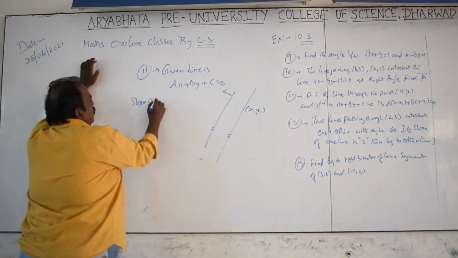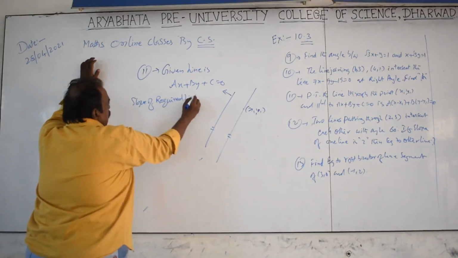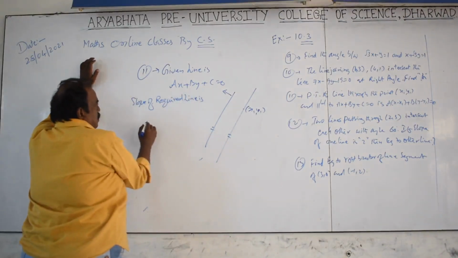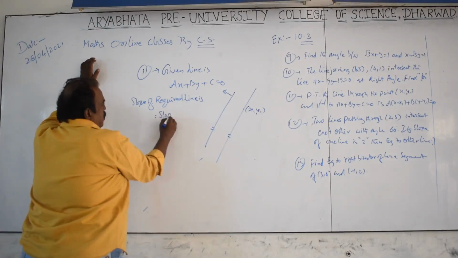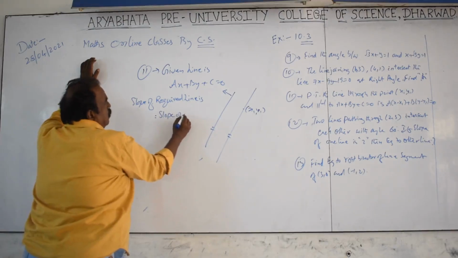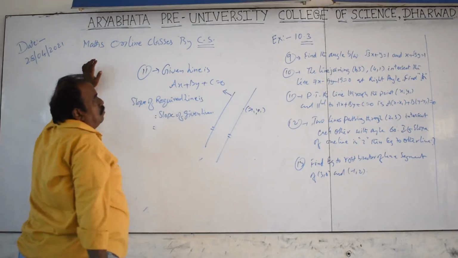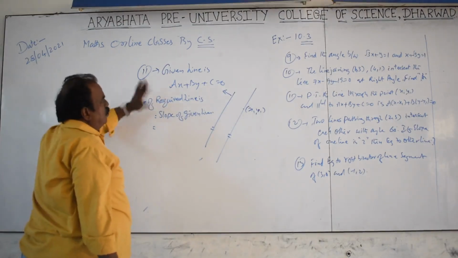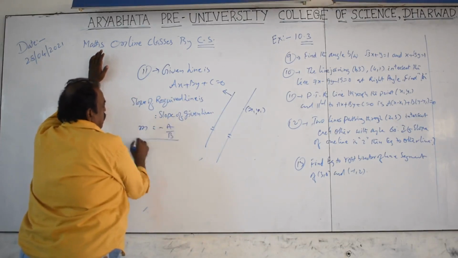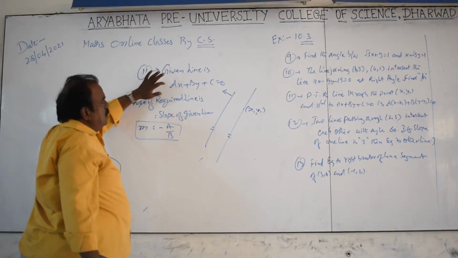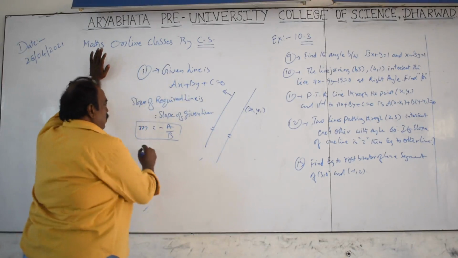The slope of the required line is nothing but the slope of the given line. Don't confuse them, because both are parallel, so the slopes are equal. So m is equal to minus a by b. Will you agree? The slope of the given line is minus a by b, and it is the slope of the required line also.